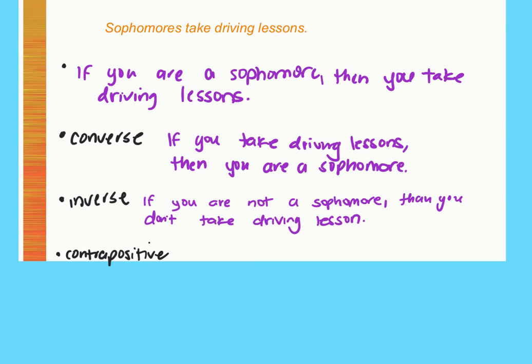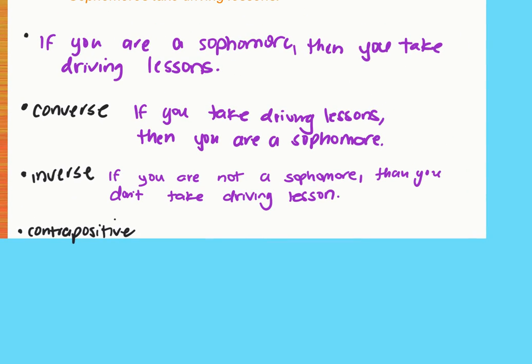And contrapositive. Go ahead, Nick. If you're not a sophomore, you don't take driving lessons. So you need to switch the order and change it. You can either take the converse and put the nots in, or you can go back to the beginning, switch them, and say not. So the then becomes the if. The driving lessons goes first, then the sophomores, but you negate both. So if you are not taking driving lessons, or if you didn't take driving lessons, then you are not a sophomore.